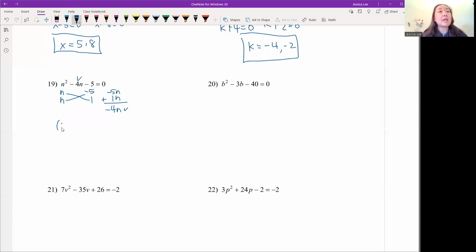All right, so here we got n minus 5 times n plus 1. Honestly, if you said n plus 1 times n minus 5, that's fine. It's just multiplying. Order does not matter when you're multiplying. And then again, setting these up. See, again, this is a lot shorter process than our quadratic formula. You know what I mean? So n is equal to 5 and -1.